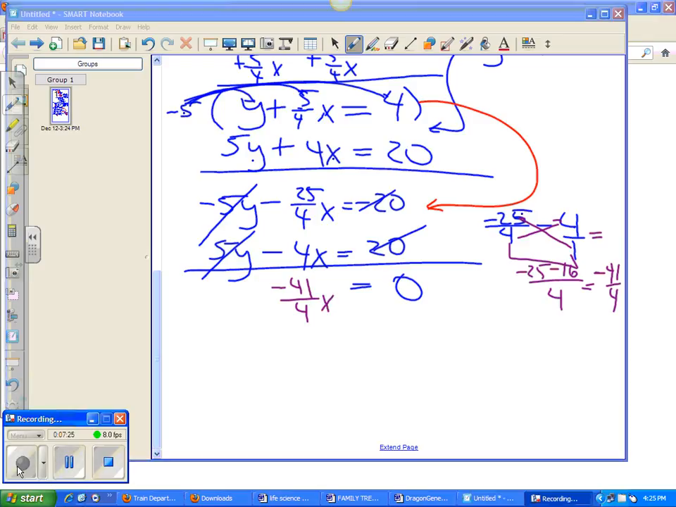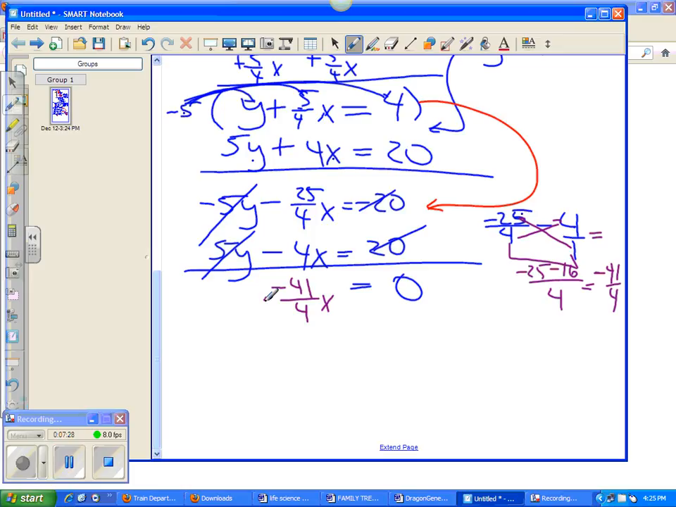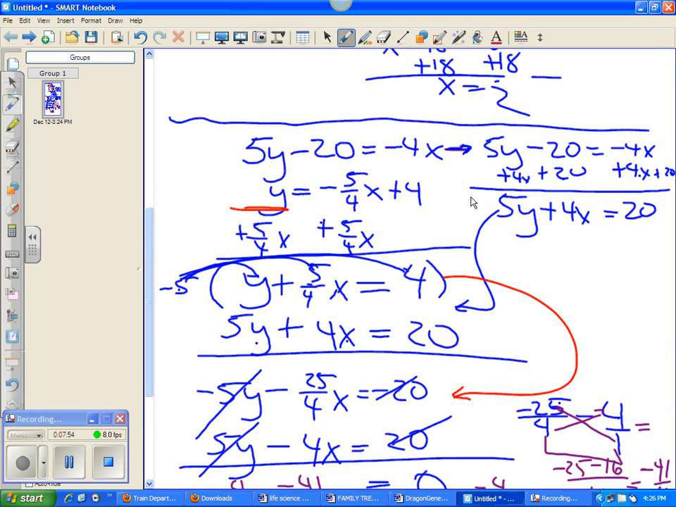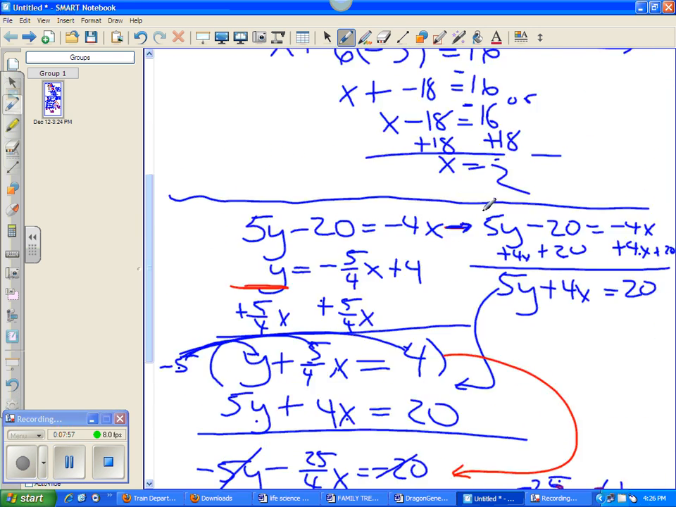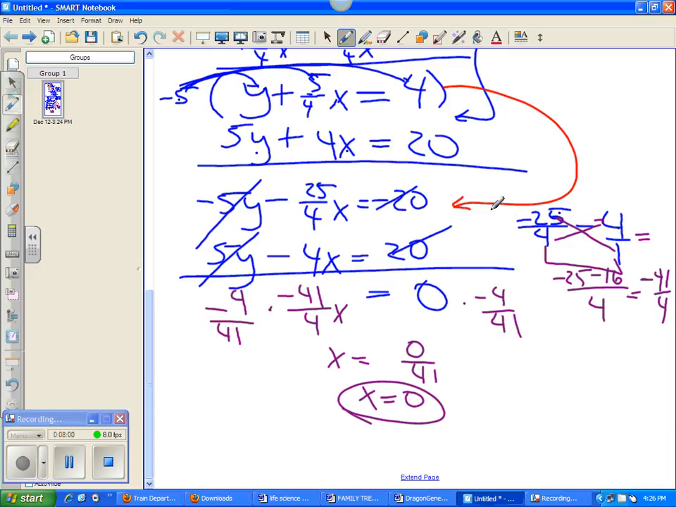So how do I get rid of this x? How do I get it by itself? I multiply by negative 4 over 41 on both sides. x is equal to basically 0 divided by 41, which is x is equal to 0. So my answer is 0. Let me scroll up on my page a little bit so that you can see where we're supposed to be. And my y was negative 3. So my solution in this case is 0, comma, negative 3. And that's the solution of those two lines.